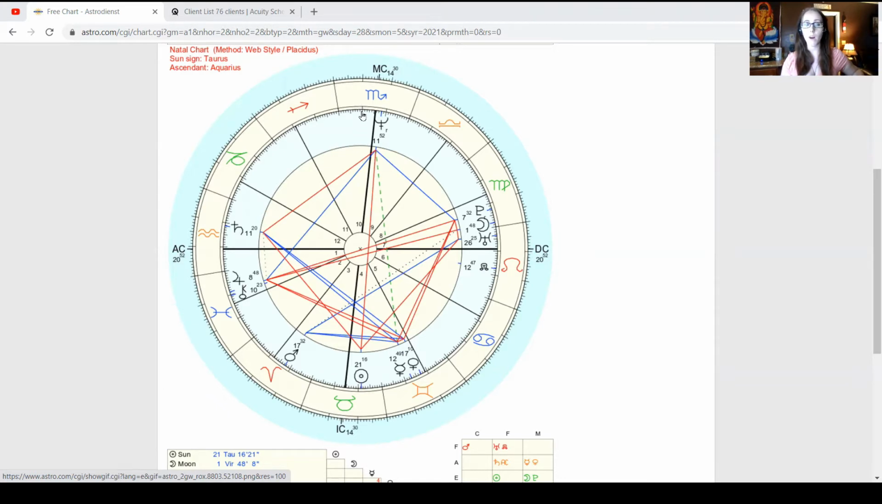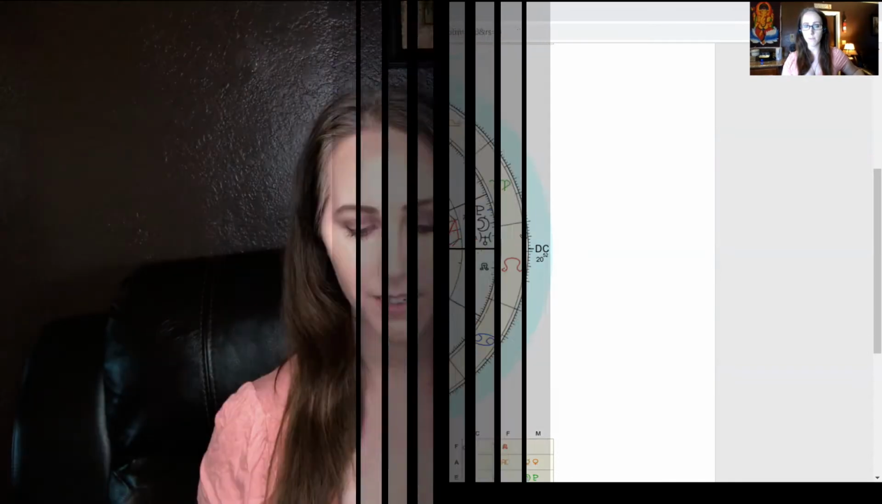But for right now, all we need to know is what house is Pluto sitting in. So we find the P symbol because I know that's Pluto. And look, it's right here in the 7th house. So you see the number on the inside of the wheel here. That's how you tell what house it's in.